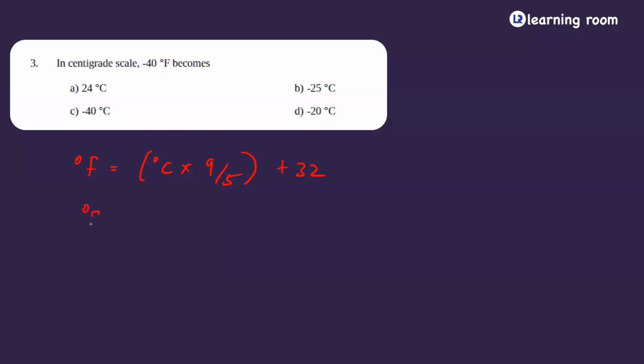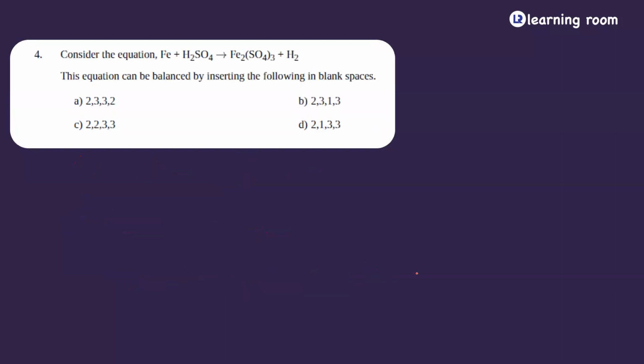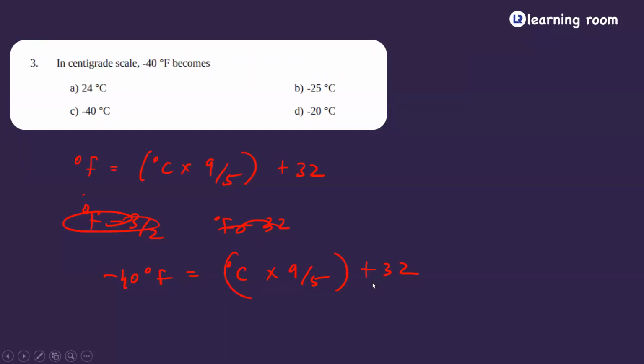What is the next relation? Degree Fahrenheit minus 32. That's what we do, right? What is the relation that we have here? Direct value. So we can remember the other relation by directly substituting. It's simple. So minus 40 degree Fahrenheit is equal to degree Celsius. This is plus 32. Yes or no? You will have to multiply this with degree Celsius into 9 by 5 plus 32. Correct? What is the next step that you do here?